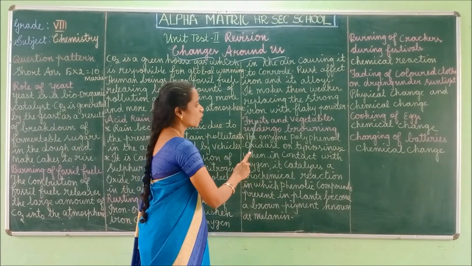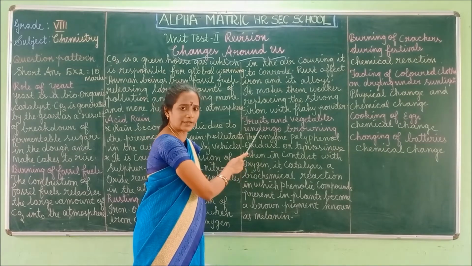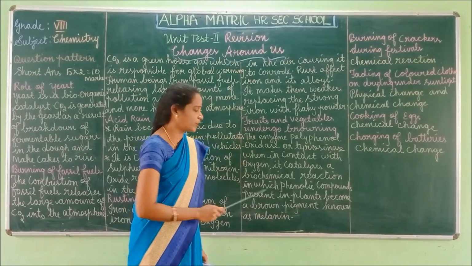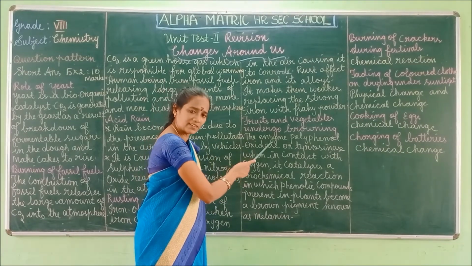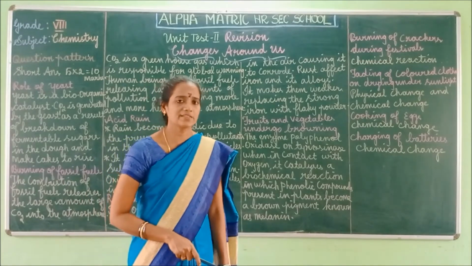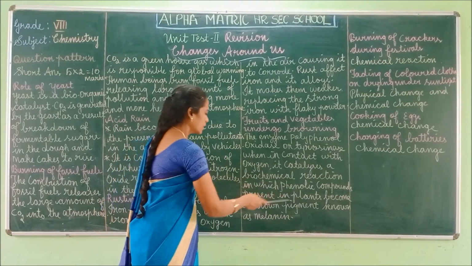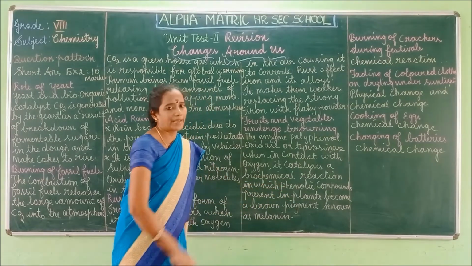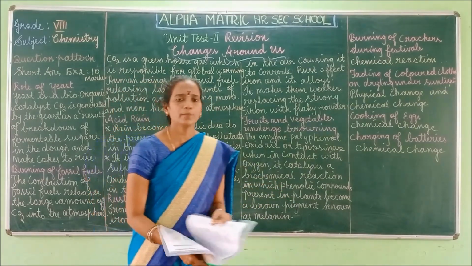So all the fruits and vegetables will not undergo browning. Only a few fruits and vegetables will undergo browning. This is due to the enzyme called polyphenol oxidase or tyrosinase. And mainly a brown pigment is formed, known as melanin. That is due to melanin pigment.